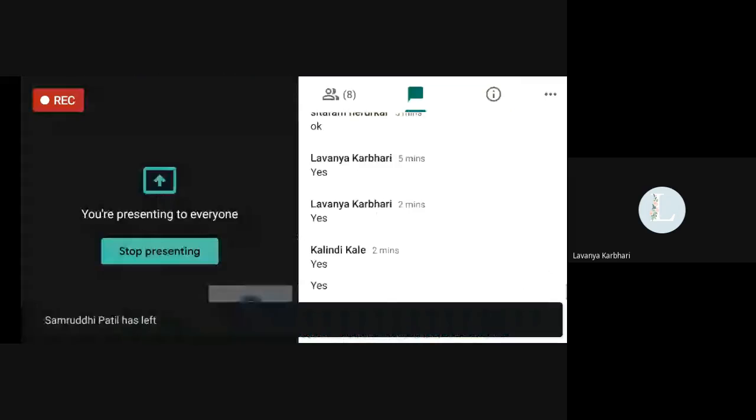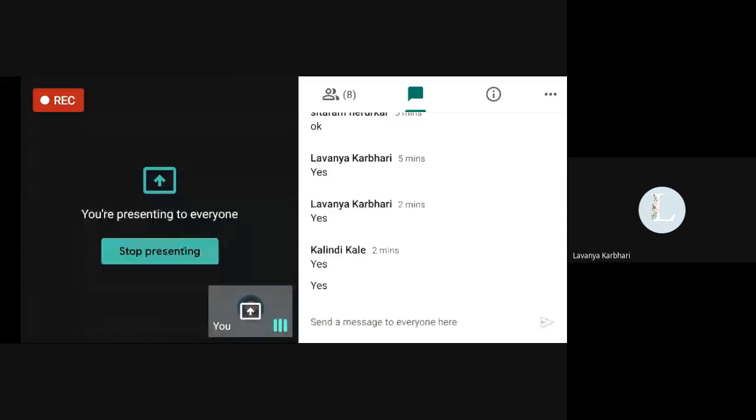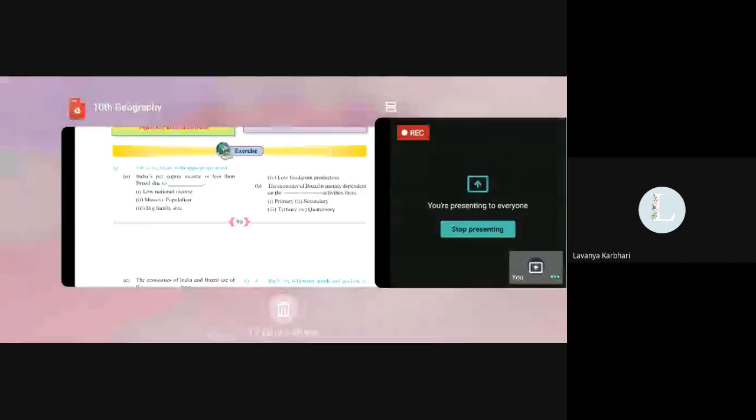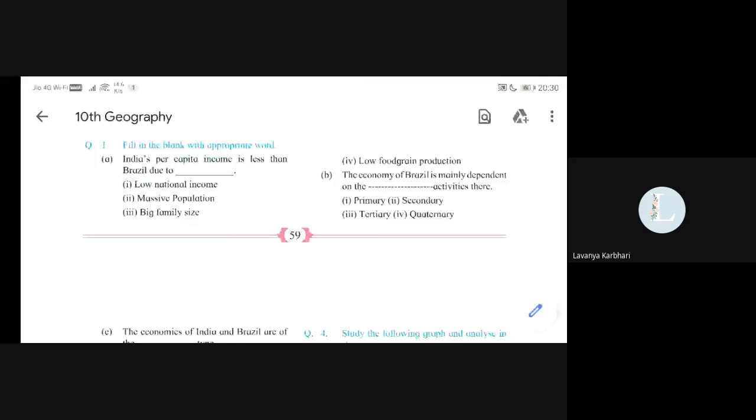So friends, this was your 8th lesson of geography. Now only one lesson is remaining. Okay. So we will just see what we have seen. Okay. Then let's see the exercise. Fill in the blanks. India's per capita income is less than Brazil due to massive population. Okay. That is due to massive population.